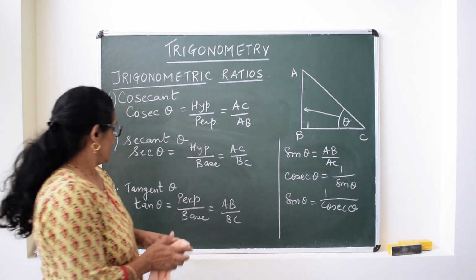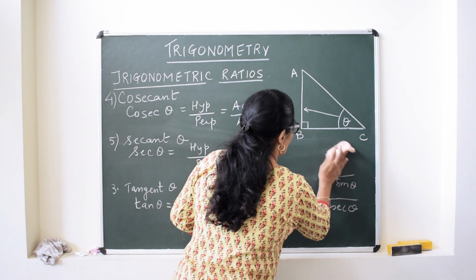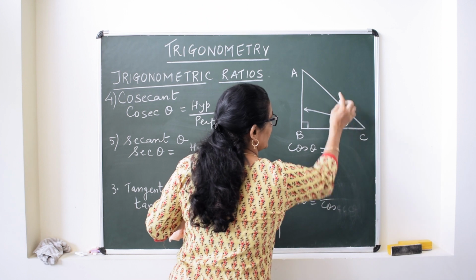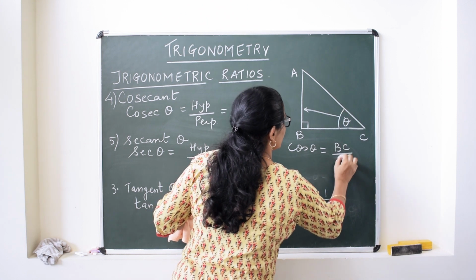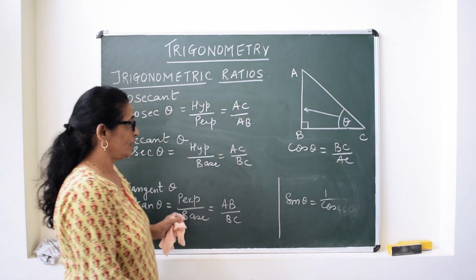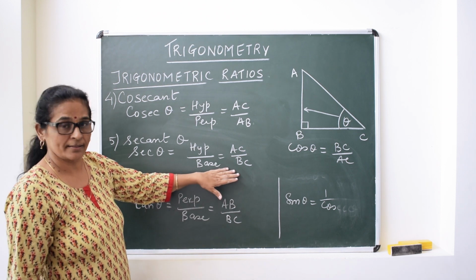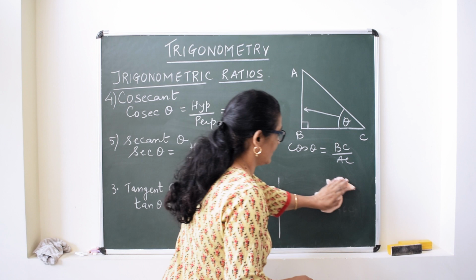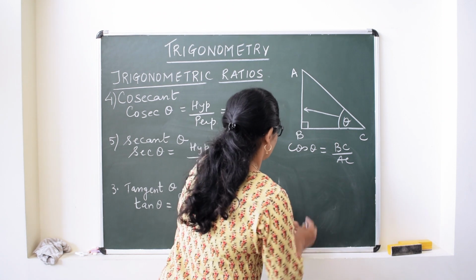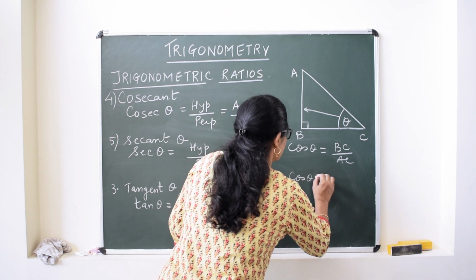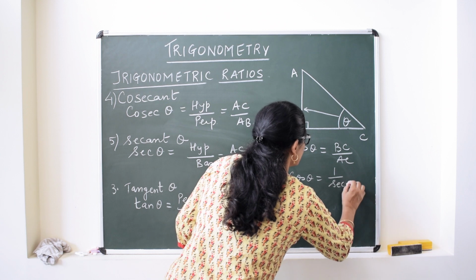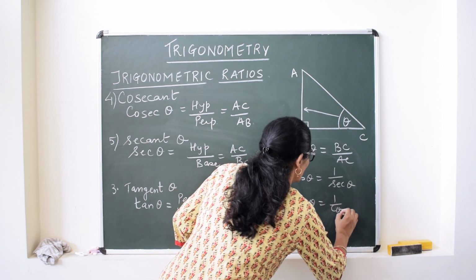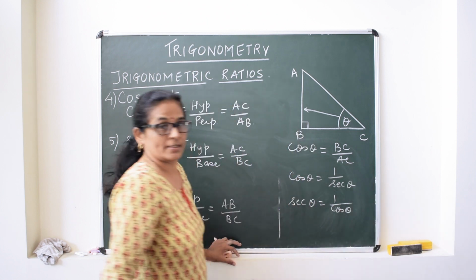If you look, cos theta was base upon hypotenuse. So that was BC upon AC. And look at this sec, it is AC upon BC. So we can say that cos theta is reciprocal of sec theta, or sec theta is reciprocal of cos theta.